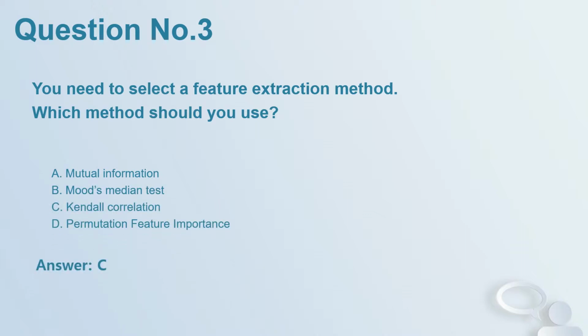Question number 3. You need to select a feature extraction method. Which method should you use? A. Mutual information. B. Mood's median test. C. Kendall correlation. D. Permutation feature importance. Answer: C.